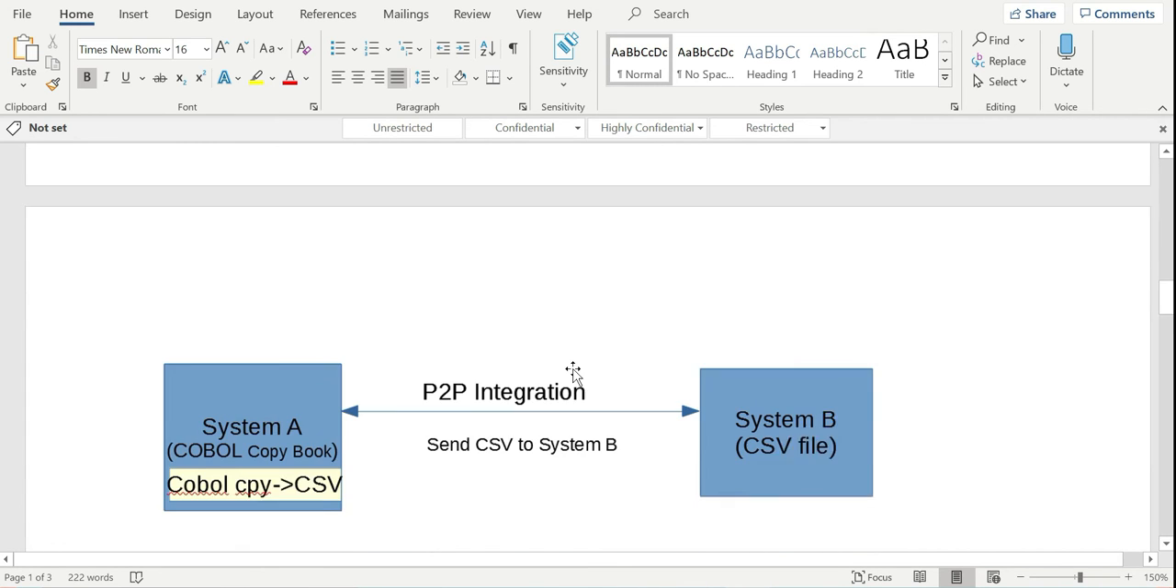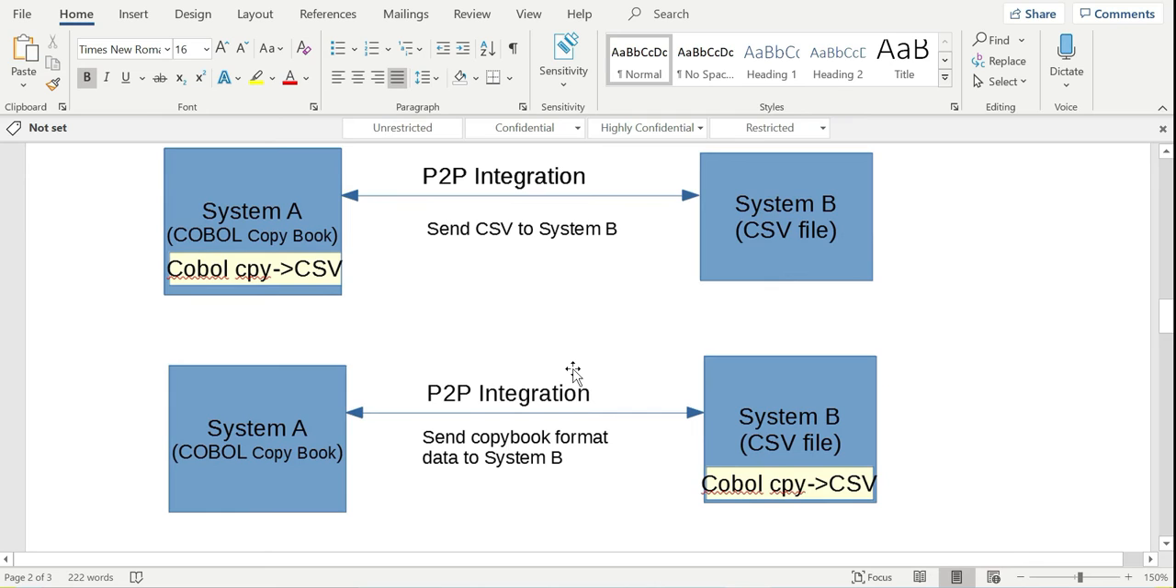Let's see what point-to-point integration is. As you can see in this flow diagram, there are a total of two diagrams I have shown in this document. The first one is, suppose system A will be talking with system B. Okay, they will be communicating. System A has a data structure in a COBOL copybook format, and system B, suppose, uses the CSV file format.